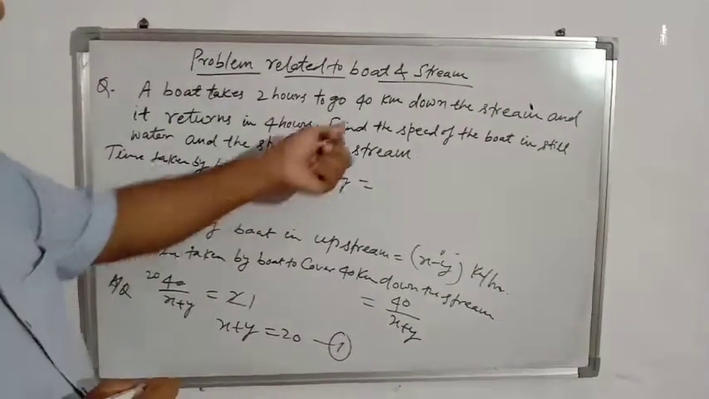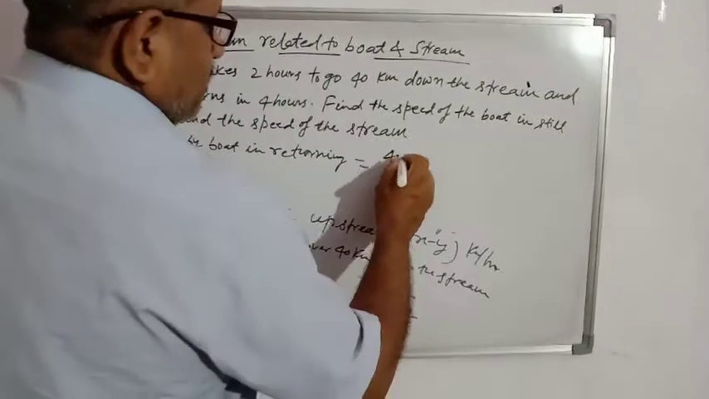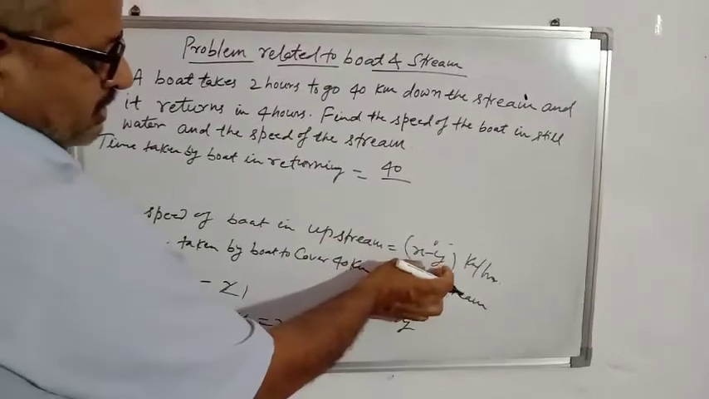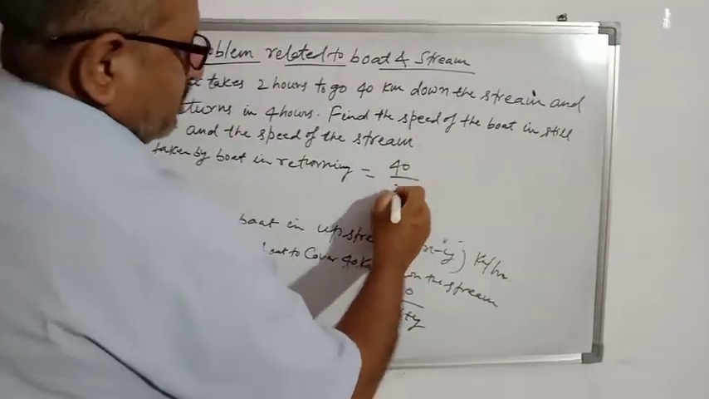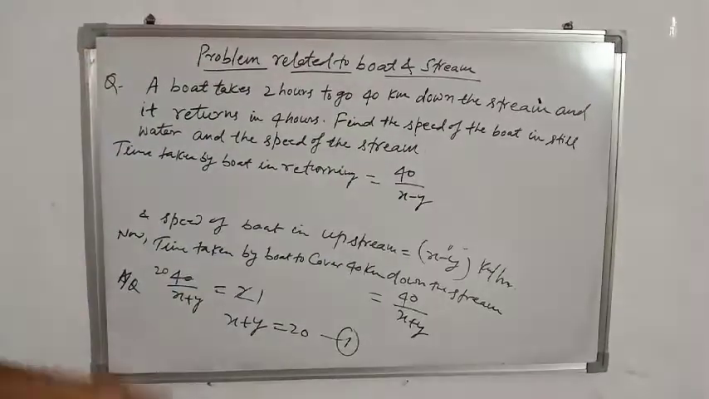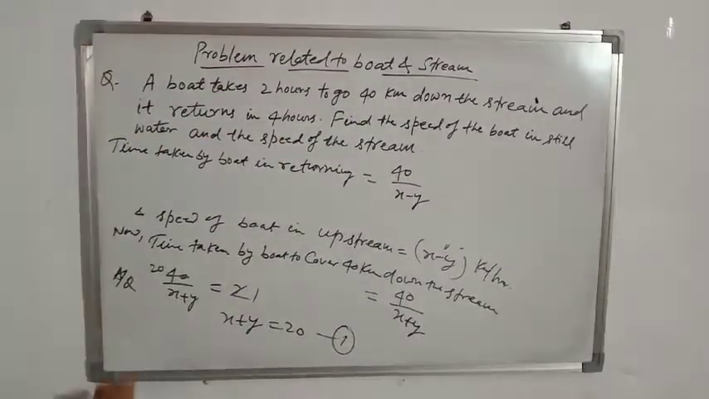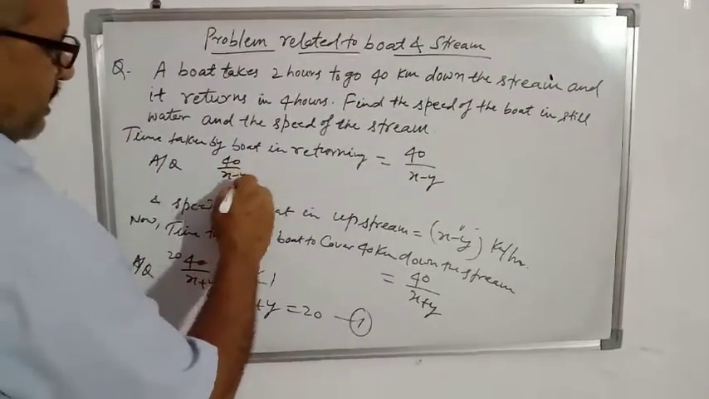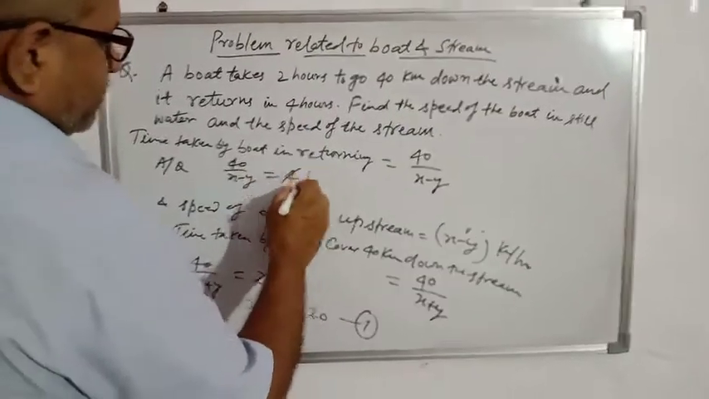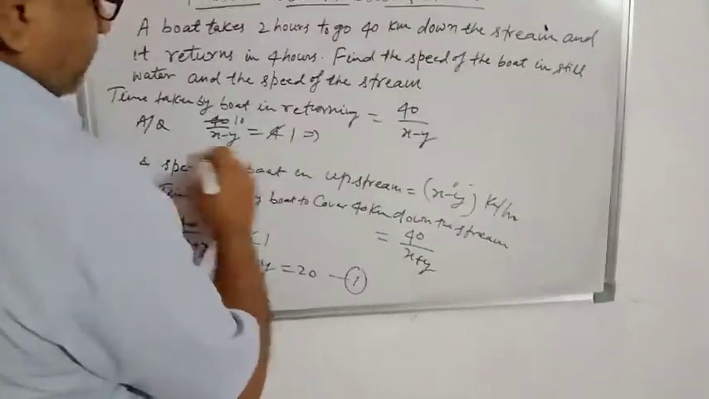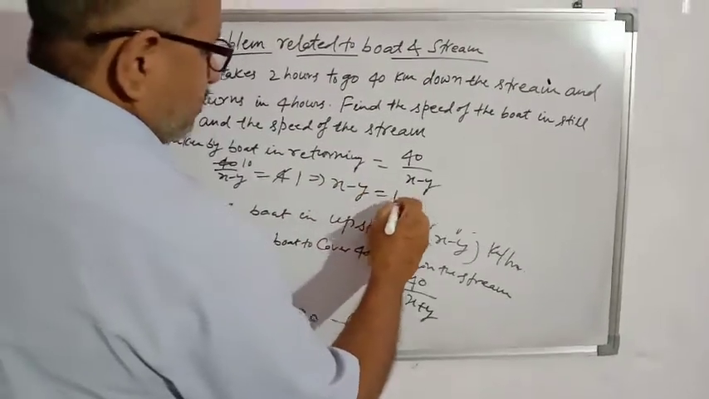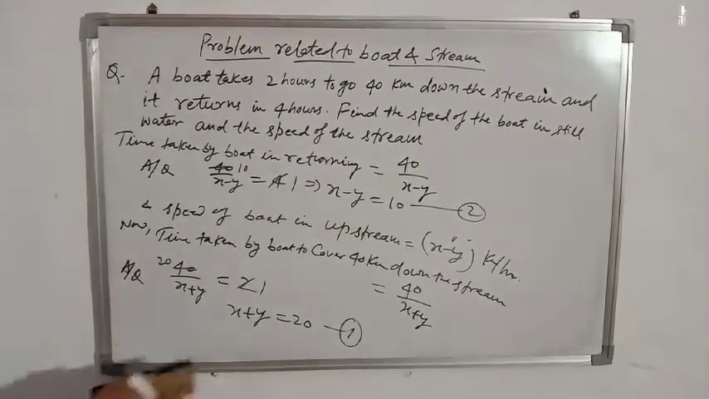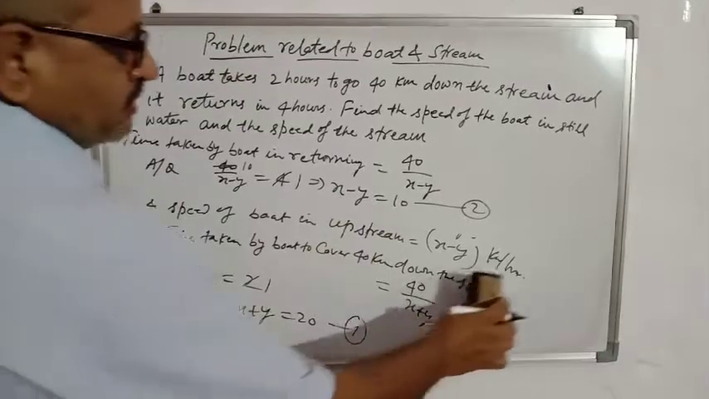In returning, again it will cover the same distance, 40, but it is moving in the opposite direction of the stream, and the upstream speed is x minus y. So distance upon speed will be the time. But according to the question, this time is 4 hours. So we will write 40 upon x minus y is 4. 4 ones are 4, 10. Cross multiply, it will be x minus y is equal to 10. This is the second equation. So the first equation is x plus y is 20, the second equation is x minus y is equal to 10.